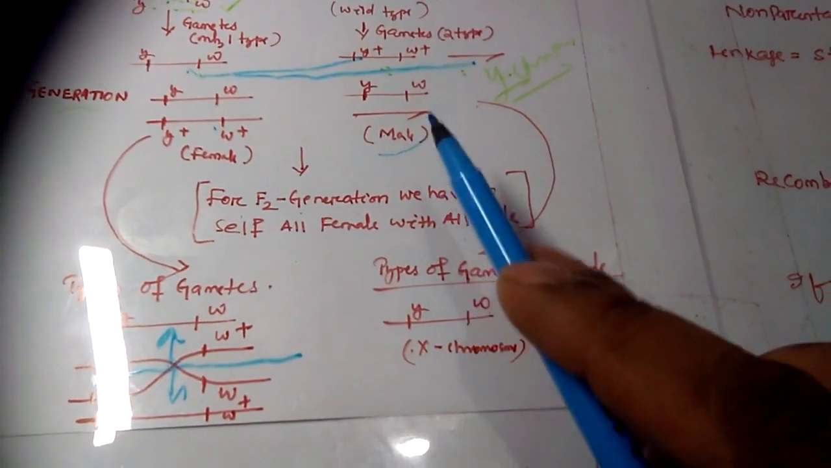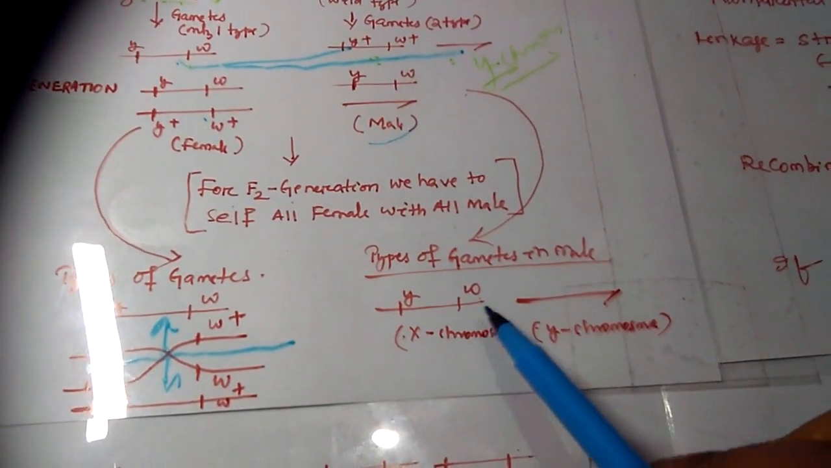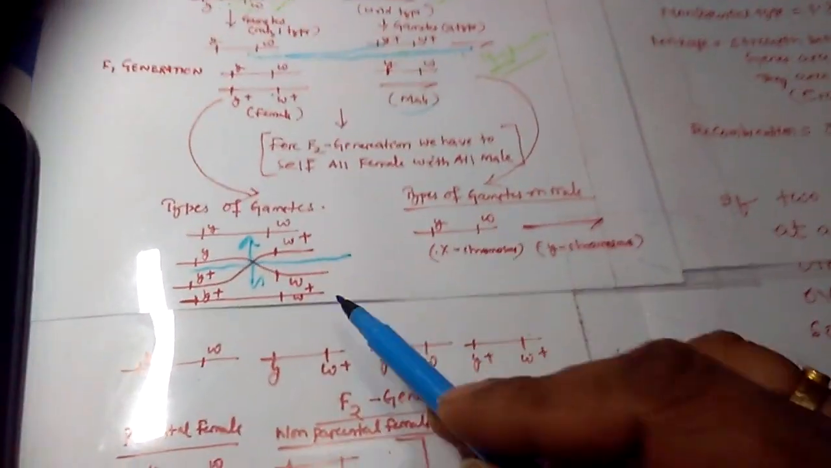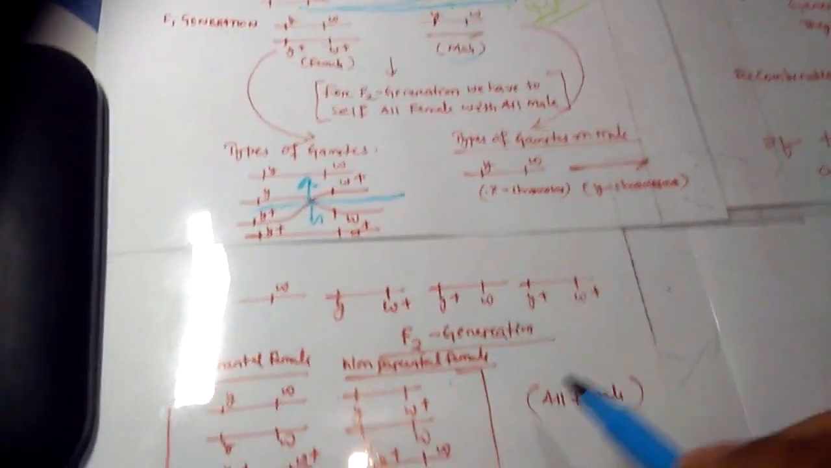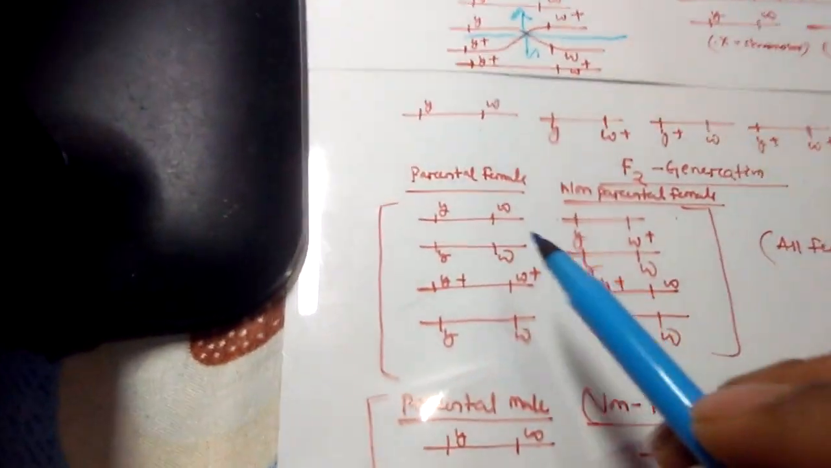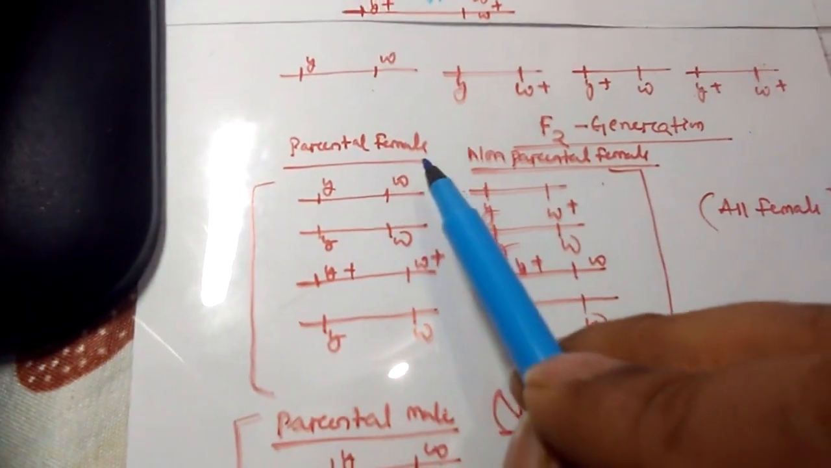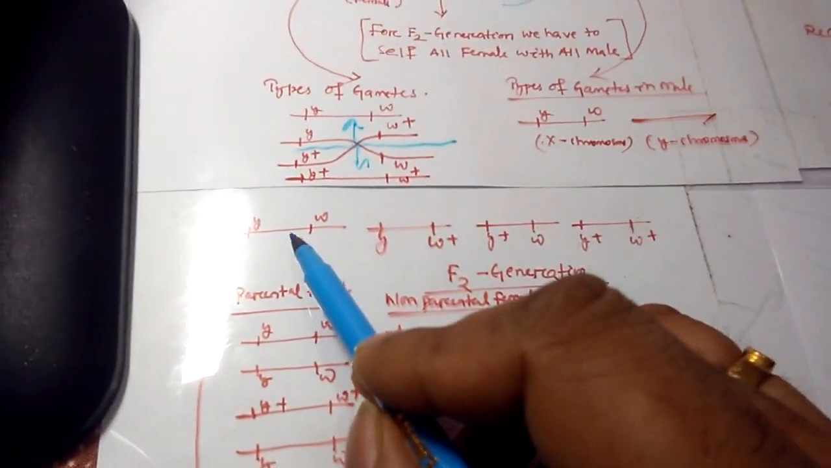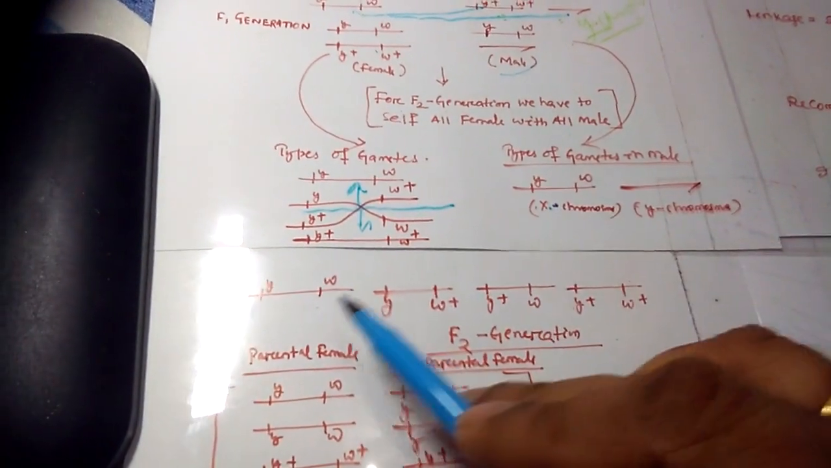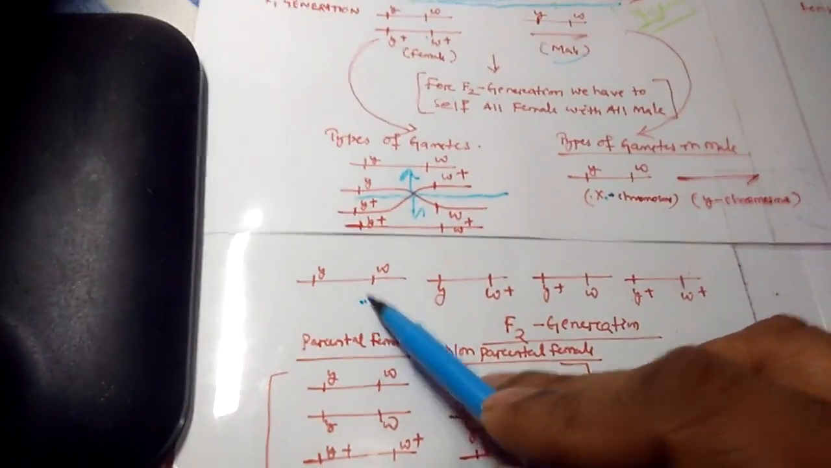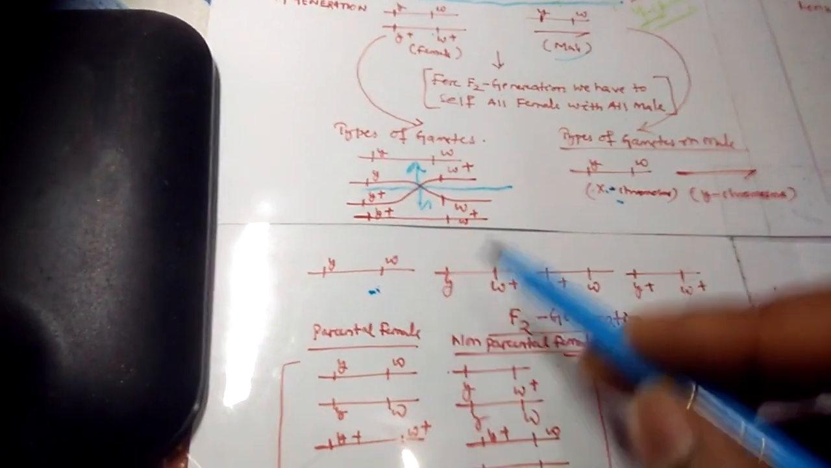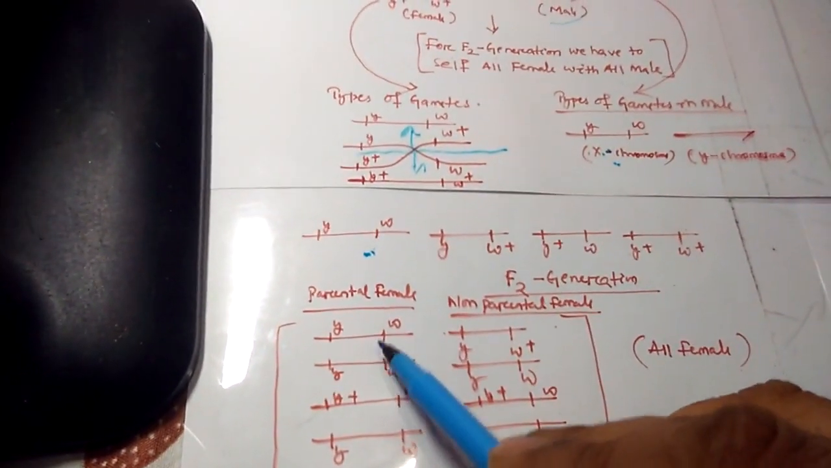So YW will be 1, this is your X chromosome, and this one will be your Y chromosome. Now when you do a selfing between these two, what are the types you will get in the F2 generation? You can see here the parental female YW will attach with this one first. This X chromosome is from the female, and this X chromosome is from the male. So what you will get, XX, one female of this type.